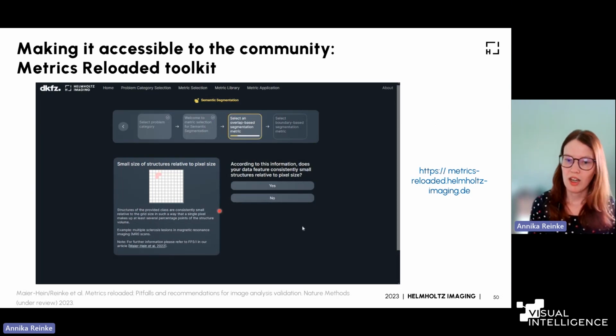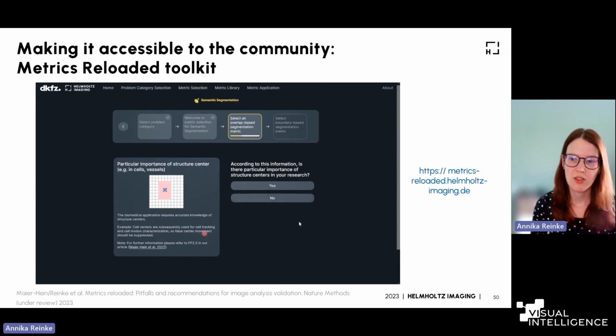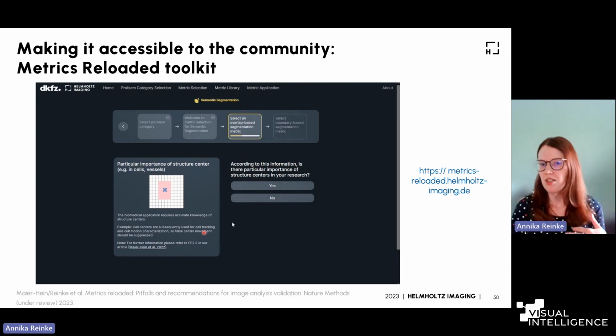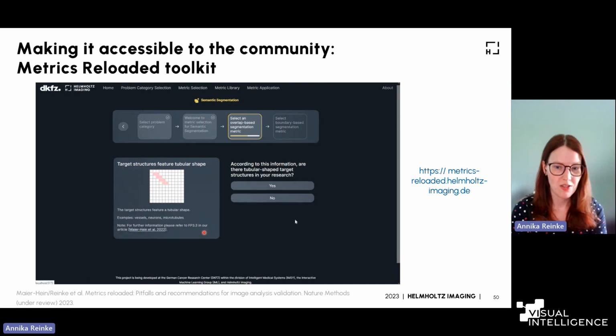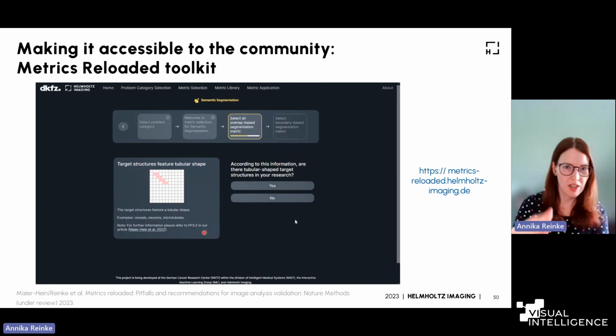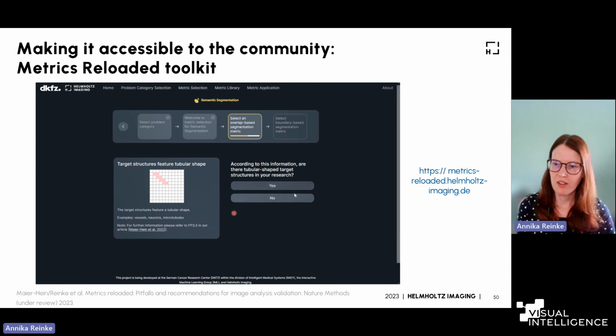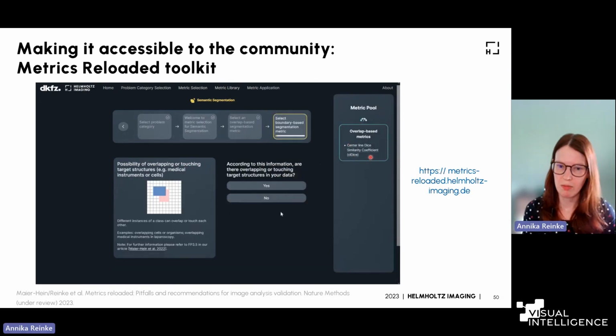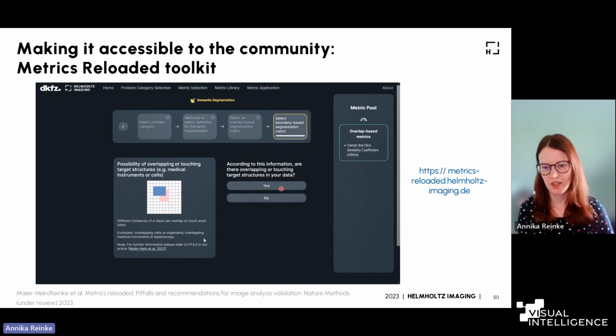You're given some explanations, and then you're guided through the different questions. Are you particularly interested in the center of structures? Do you have tubular structures? And then you see that there are some metric candidates popping up while you're guided through the different questions.